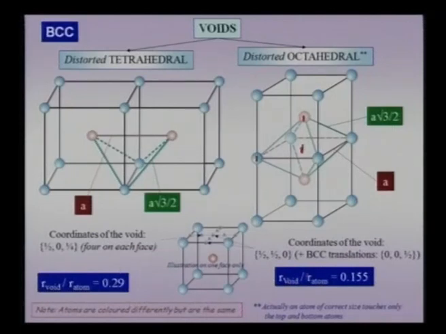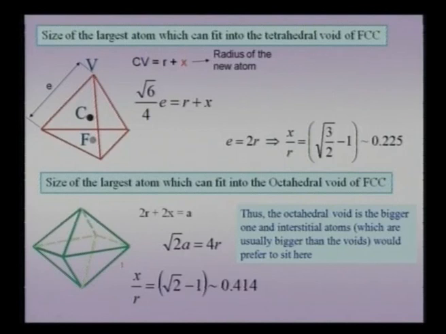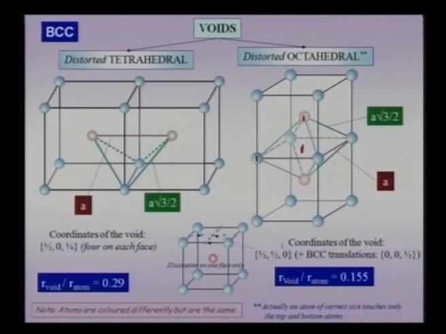For the octahedral void, it is about approximately half that, which is R void by R atom is 0.155. As you can see, these numbers are smaller than the void size numbers which we had noted for the cubic close packed crystal. So, what are the numbers we had noted for the cubic close packed crystal? We saw that the tetrahedral void was 0.225 and the octahedral void is 0.414. So, we can see that especially this octahedral void is considerably smaller than any of the previous voids we have encountered.